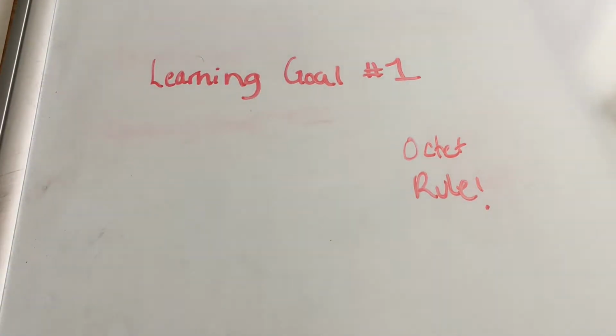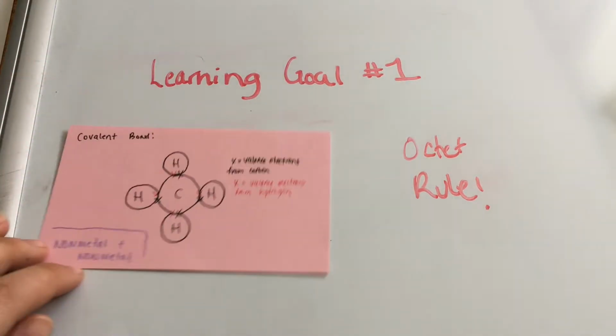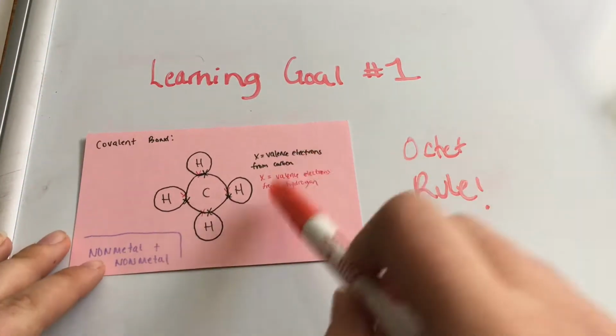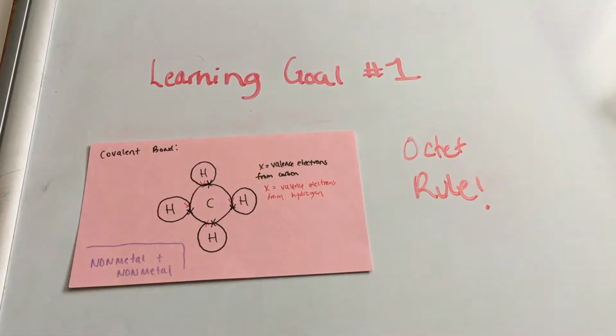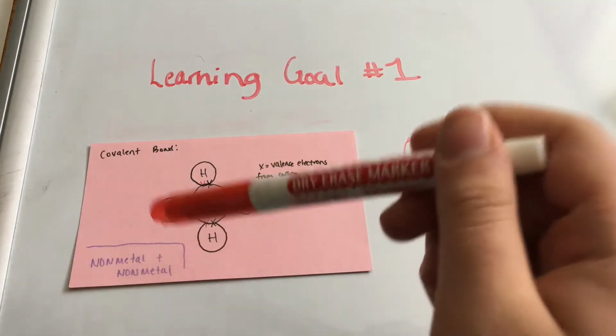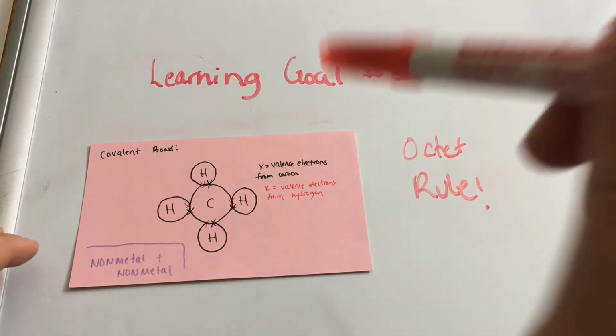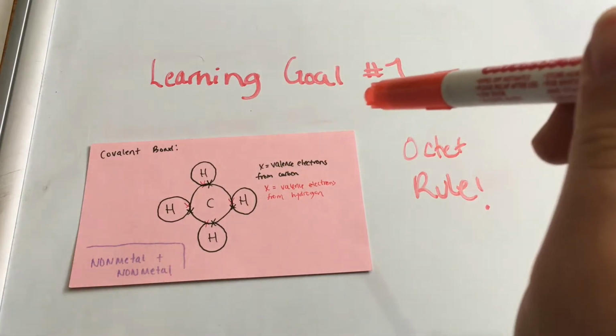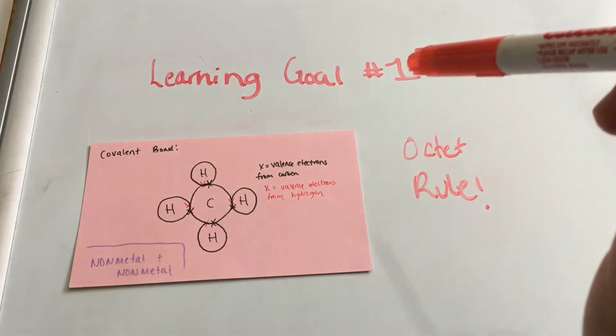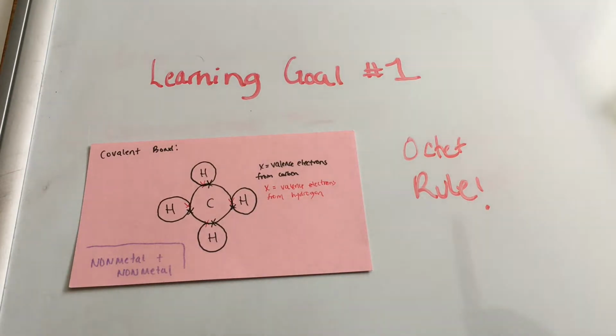Versus a covalent bond also wants to obey the octet rule, but in a different way. Covalent bonds are made up of non-metals always. Non-metal and another non-metal bond together, and they share electrons. So the formal definition of a covalent bond is when the electrons are shared between 2 bonded atoms.